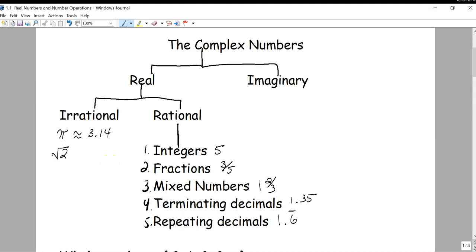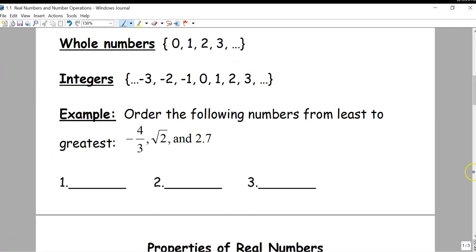So the definition of a rational number is any number that can be written as a fraction. So all of these numbers below that I've written can be written as a fraction. 5 would be 5/1. 3/5 is already a fraction. The mixed number would be 5/3. And this terminating decimal would be 1 35/100. And the repeating decimal would be 1 2/3 or 5/3.